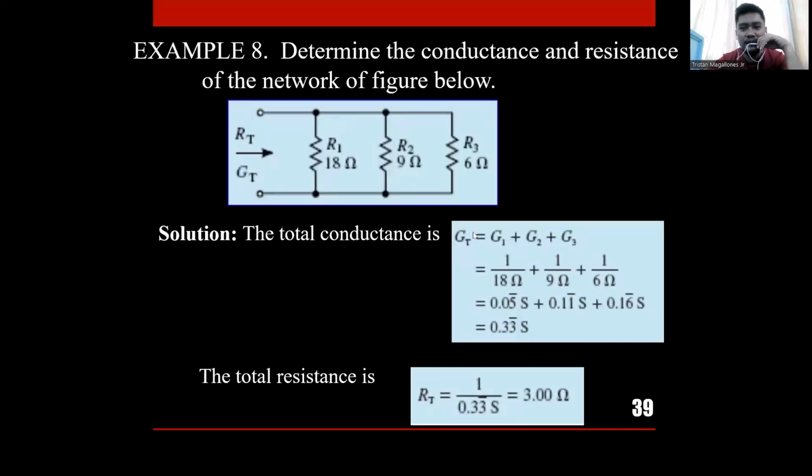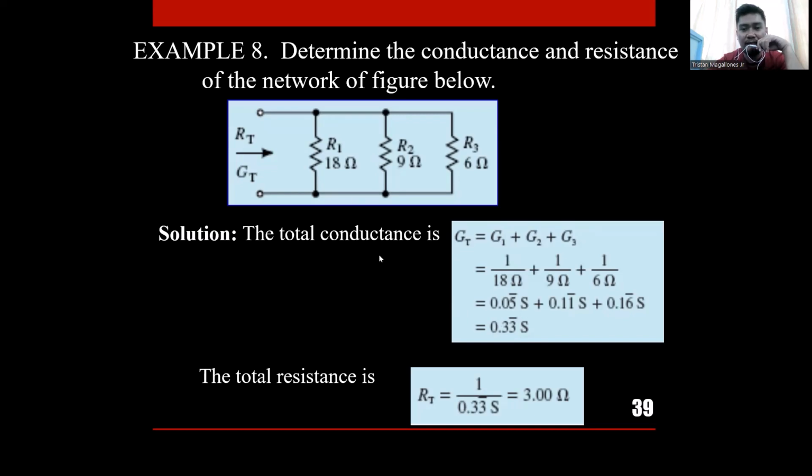Okay, so we will have this example. First, determine the conductance and resistance of the network in the figure below. First, we have to define what conductance is. Conductance is basically the reciprocal of resistance. Conductance is very vital in solving the total resistance of a parallel circuit, since for us to solve it, we will be using the concept of reciprocals.